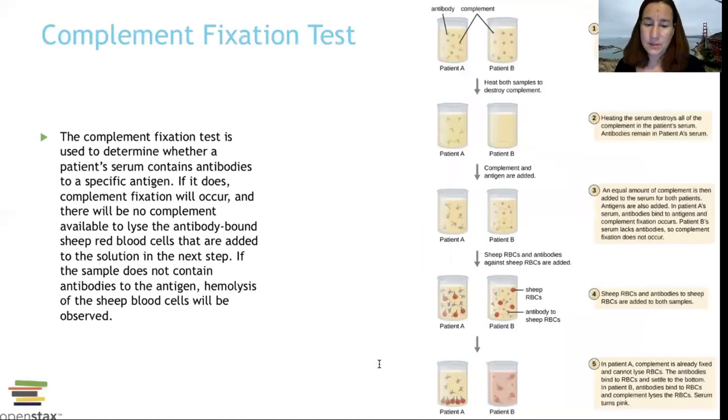Complement fixation test. So this one is a comparison to see, does this patient, we are looking to determine whether a patient's serum has specific antibodies. Do they contain antibodies to a specific antigen? So let's see, how do we test? Does this patient have antibodies or not? We've got two patients in this example. So here's patient A, here's patient B.